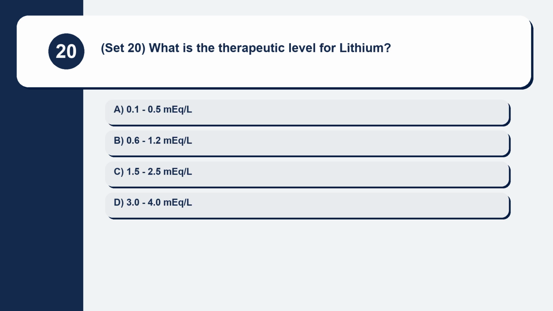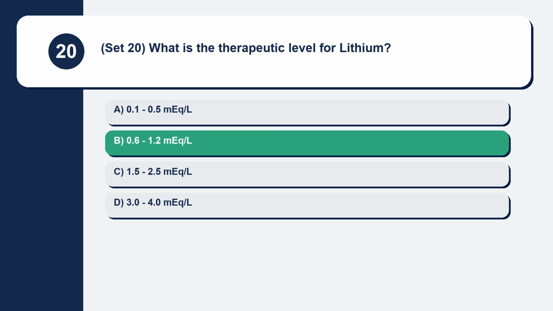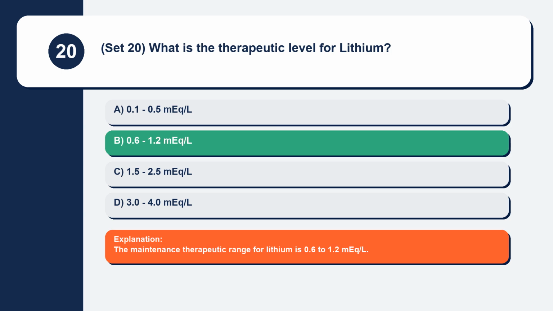Question 20. Set 20. What is the therapeutic level for lithium? 0.1 to 0.5 mEq/L, 0.6 to 1.2 mEq/L, 1.5 to 2.5 mEq/L, 3.0 to 4.0 mEq/L. The maintenance therapeutic range for lithium is 0.6 to 1.2 mEq/L.